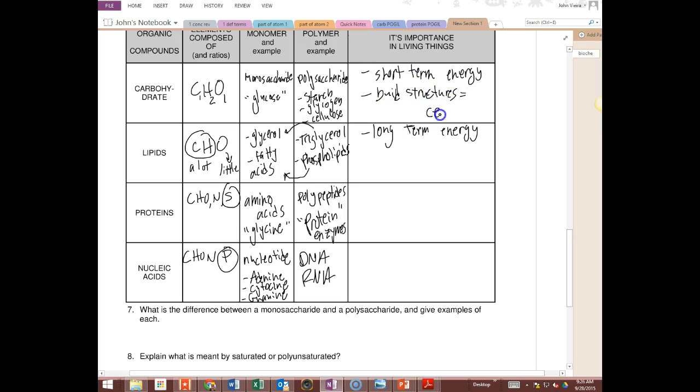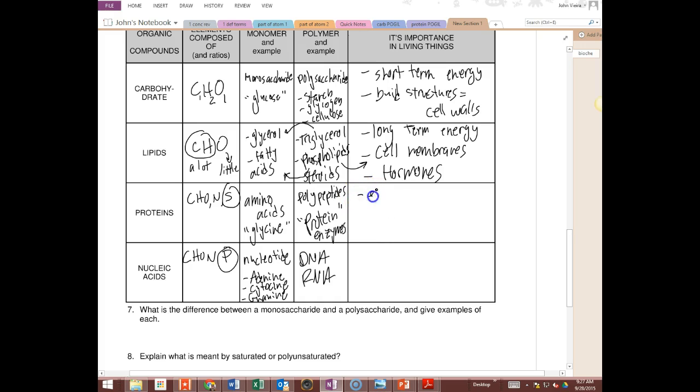An example would be the cell walls of plants. Lipids are also used to build cell membranes. That's what phospholipids do, right? Phospholipid builds cell membranes. We also build steroids, right, which are from cholesterol. These are used as hormones in the body.